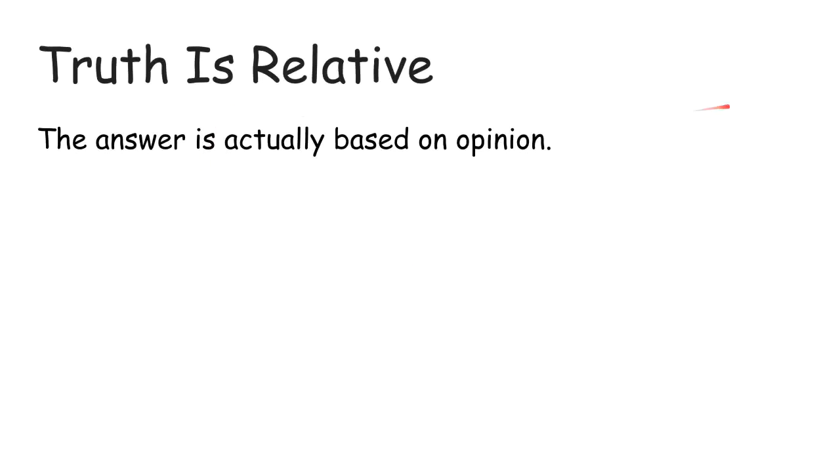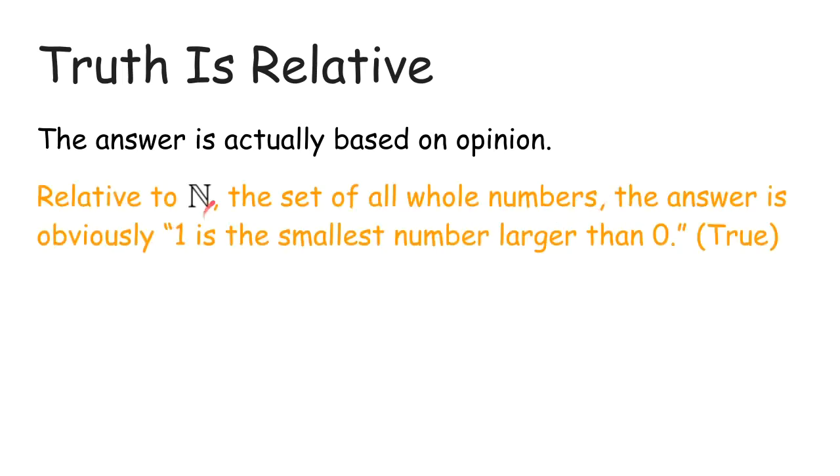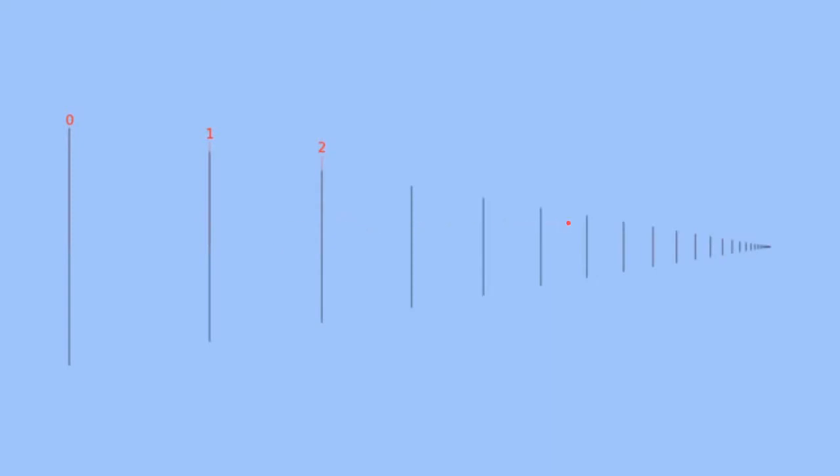Truth is actually relative. It's based on opinion. The answer to this question depends on what you're talking about, what area of math you're talking about, what the symbols mean. So relative to the natural numbers, the set of all whole numbers is N, that's what it's called, the answer is obviously 1 is the smallest number larger than 0. So it's true. And this is what N looks like: 0, 1, 2, 3, 4, and so on. So 0 over here is the smallest number in N, and 1 is the smallest number larger than 0. There's nothing in between here. So in N, this is a true statement.